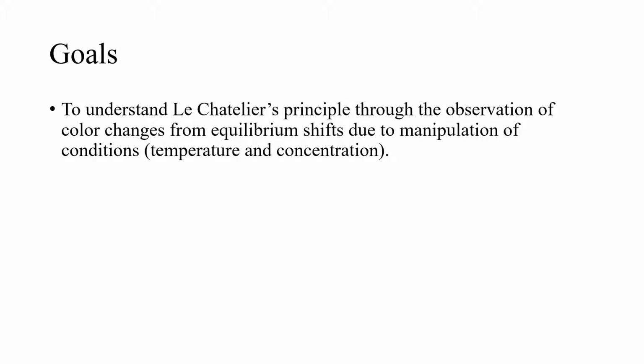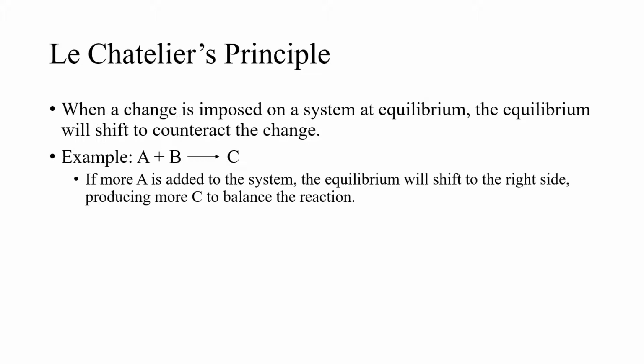So the objective of this lab is that you will complete a 3-part procedure. After these 3 parts, you should be able to observe shifts in equilibrium system when conditions such as concentration and temperature are changed, and to be able to explain the observed color changes of 4 reactions in terms of Le Chatelier's principle. This will be the principle you guys are learning through the lab, Le Chatelier's principle.